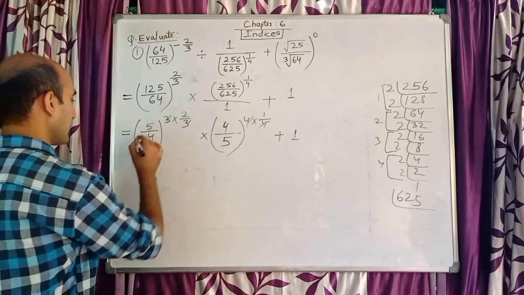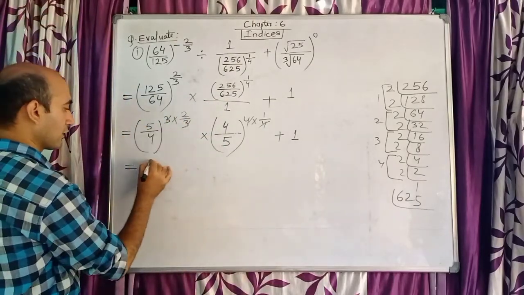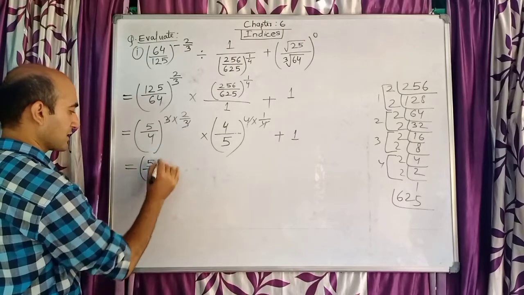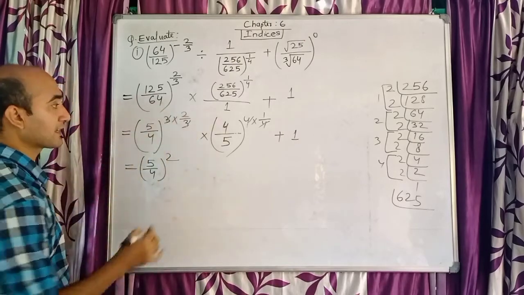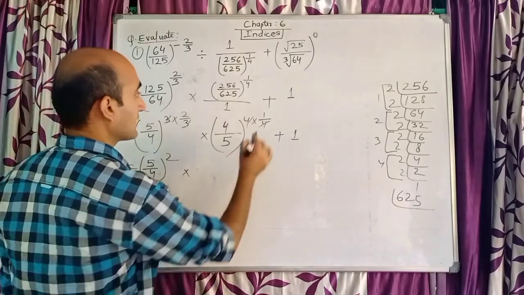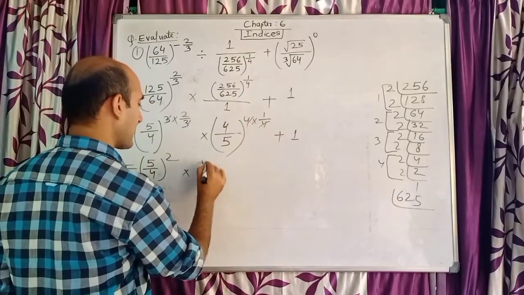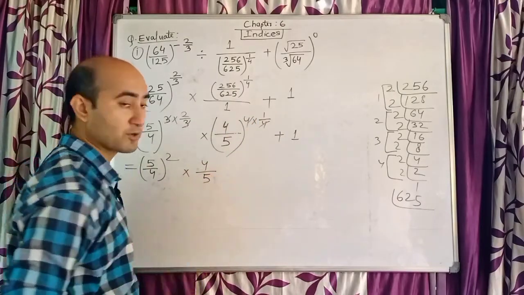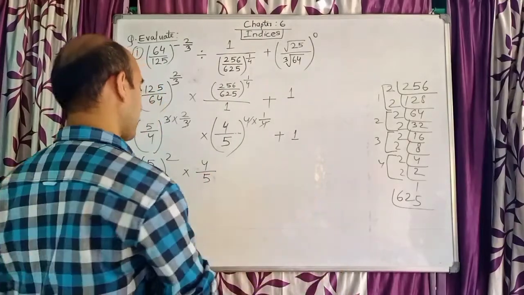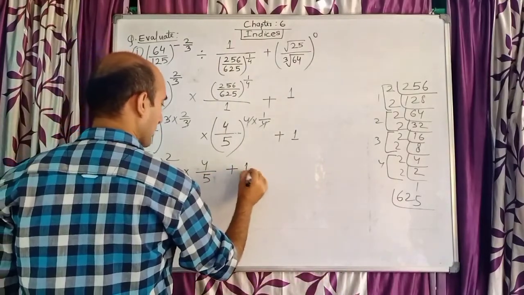Now you can see here, what does it remain? Here only 5 by 4 and square remains. This is square only remaining here. And in multiplication, here only power 1 remains. Power 1 remains means it is 4 by 5 itself, because anything to the power 1 is the same number. And here what remains? Plus 1.